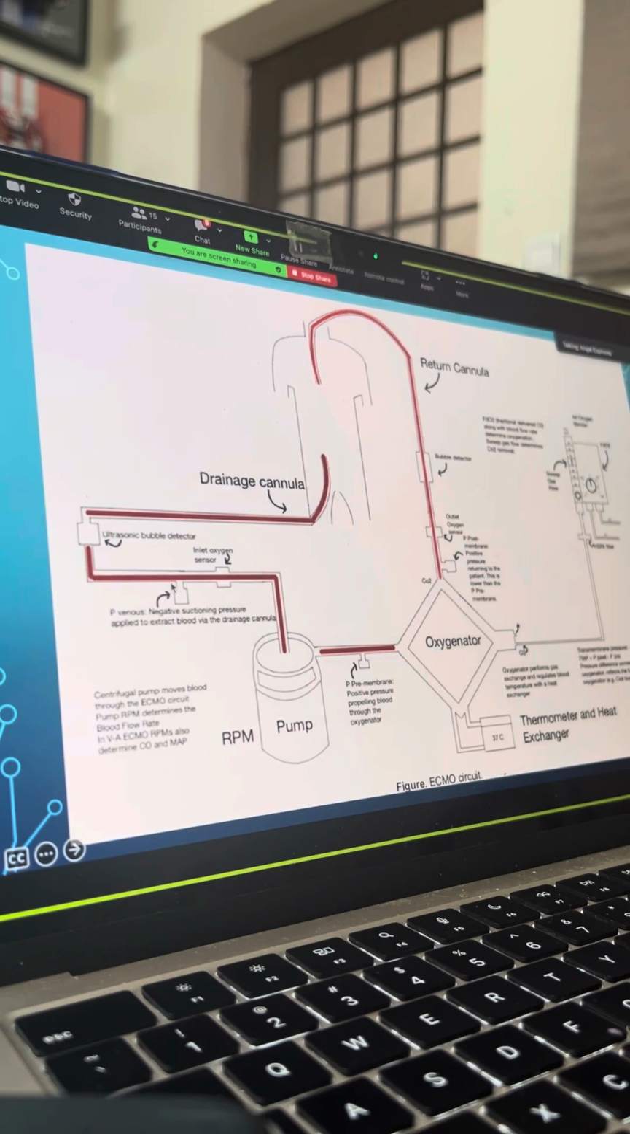And then we will have the oxygen sensor, and we will come to a pump. This pump can be a roller pump or a centrifugal pump. Nowadays, there are pumps called levitating pumps that are faster and don't create friction. So from this pump, the blood will be pumped, as the name says, to the oxygenator.